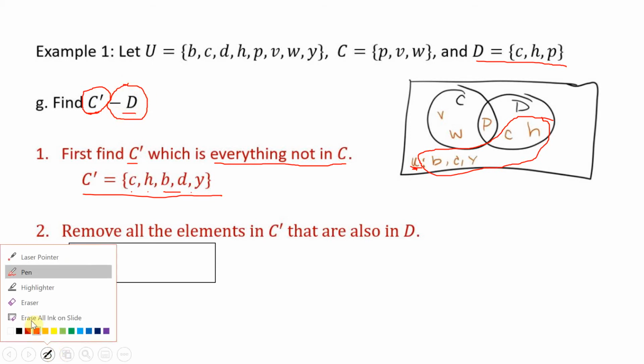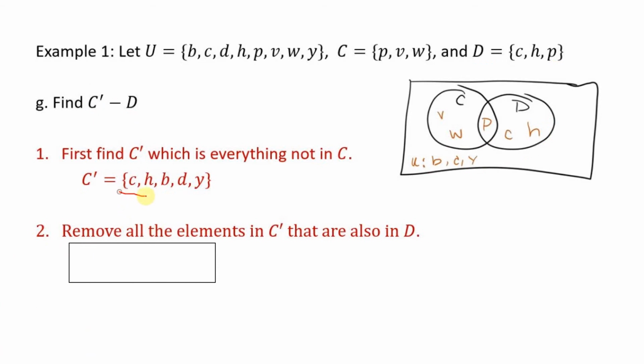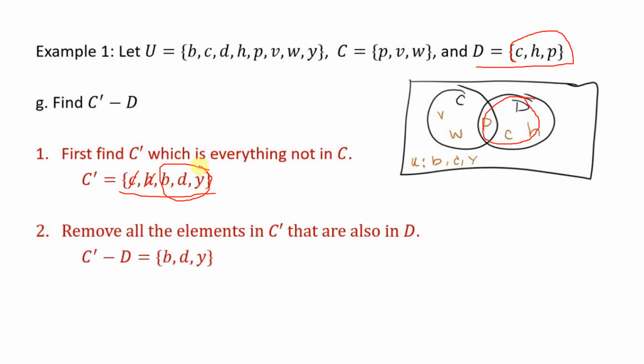So what that means, I'm going to clear this up. It means that from the C complement, I have to remove any letter that's also in D. So I'm going to come over here, and these are the letters in D. Or you could just look at the picture. I'm going to have to remove these if they appear here. So the letter C is in D. I'm going to remove it. The letter H is in D, so I'm also going to have to subtract it from here. And the letter P, but there's no P here, so that's it. So anything that I am left with is my answer for this one. So BDY is the answer to subtracting D from C complement.